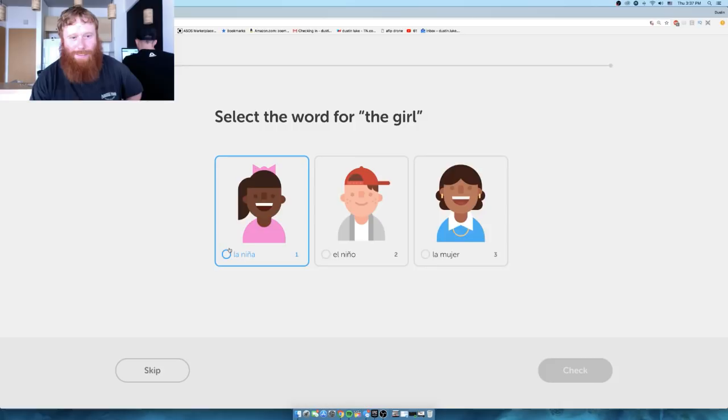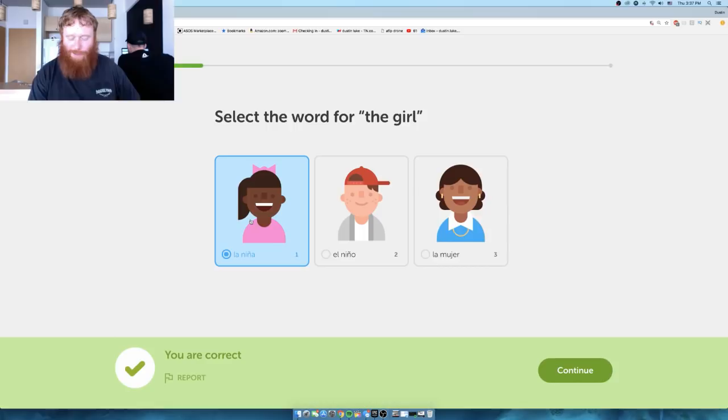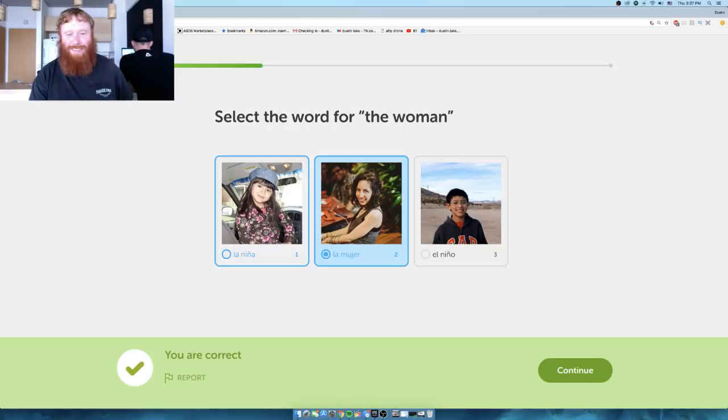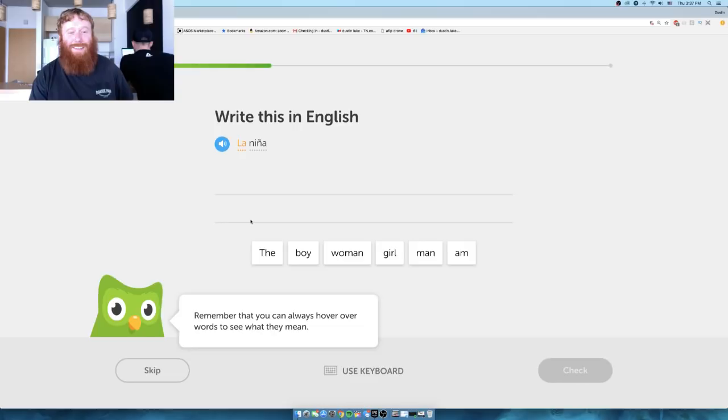Select the word for the girl. That'd be la niña, or I can hit one here. La niña. Okay, so how do I know? Oh, I just hit... Okay, that's correct. I think I can just hit enter to continue. Select the word for the woman. That'd be la mujer. So la niña would be the girl, so I have to click on the girl. I can't type it in.